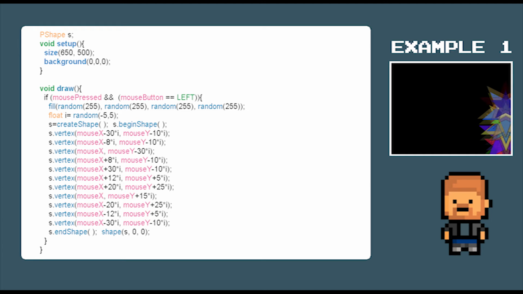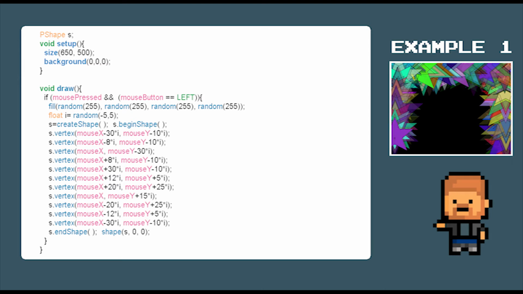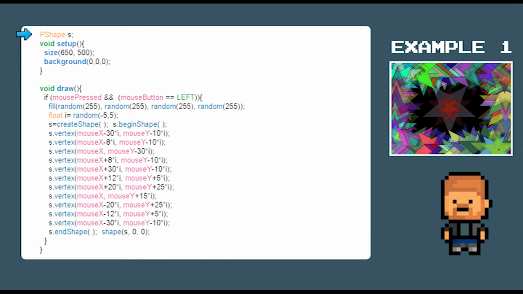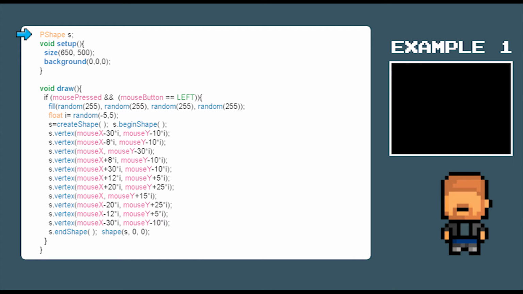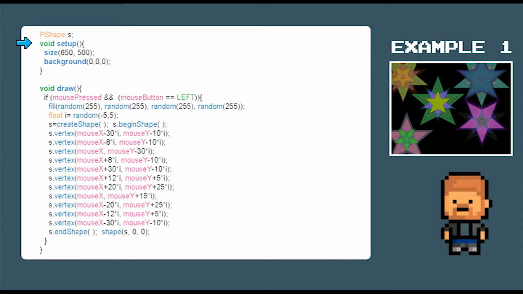Today we are going to be making a custom shape. We are going to be making a star, and in order to do that we need to create 11 points to draw the shape. The very first thing we do is declare PShape S. This tells Processing we are going to create a custom shape and call it S. We then move straight on to our setup area.